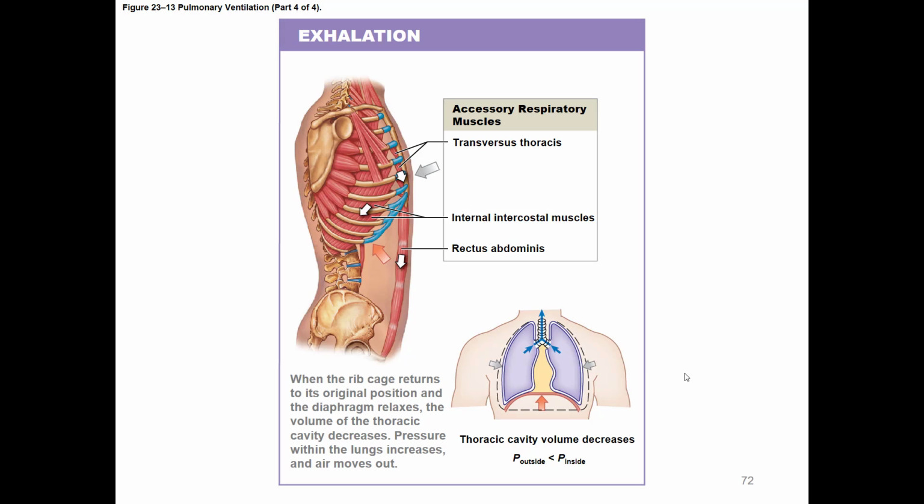Remember that atmospheric pressure isn't changing, but the pressure in the chest is higher. So pressure outside, which is atmospheric pressure, is less than the pressure inside, which is our intrapulmonary pressure or chest pressure. So air will be forced out. And that's summarized here as well. When the rib cage returns to its original position and the diaphragm relaxes, the volume of the thoracic cavity goes down. Pressure goes up. Air moves out. So that is exhalation.